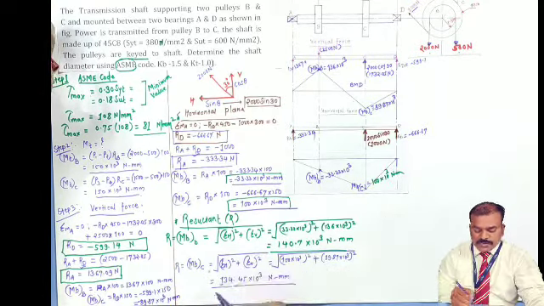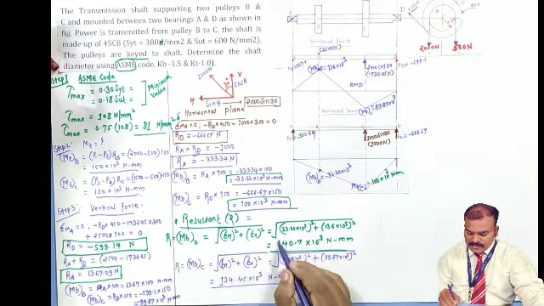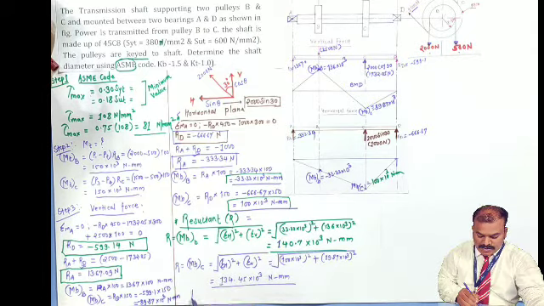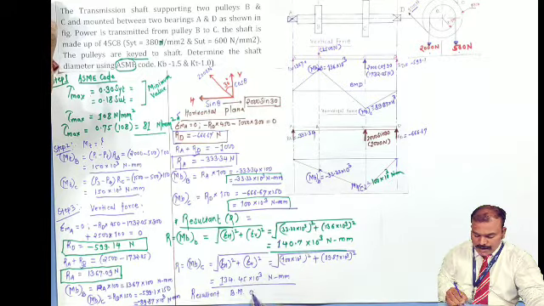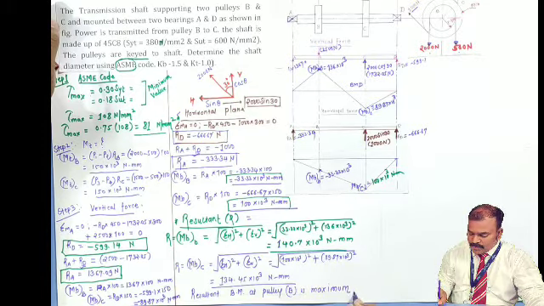So what is the conclusion from this resultant? Conclusion is that you can see this is 140, this is 134. So I can say the resultant bending moment at pulley B is maximum.